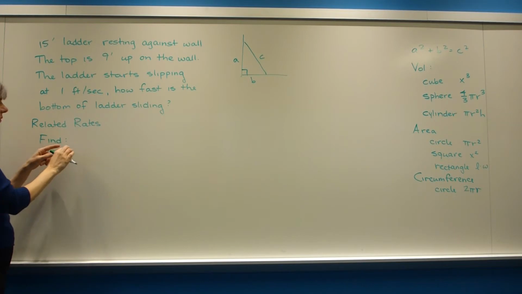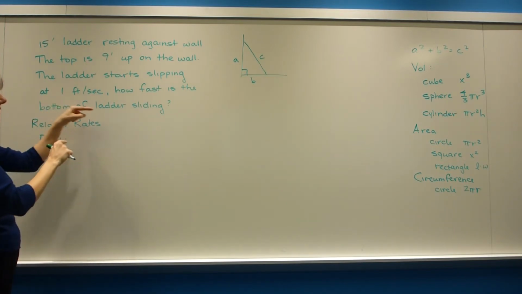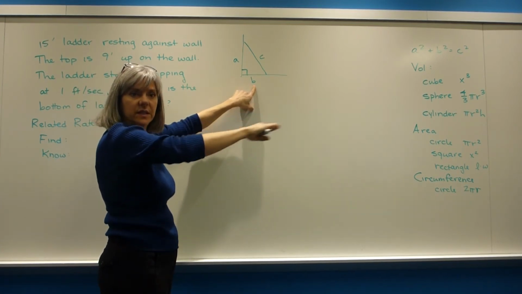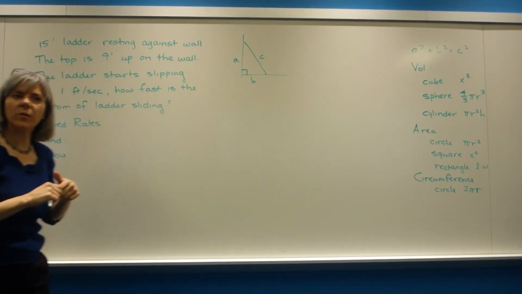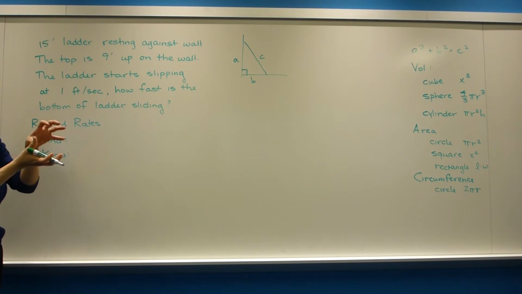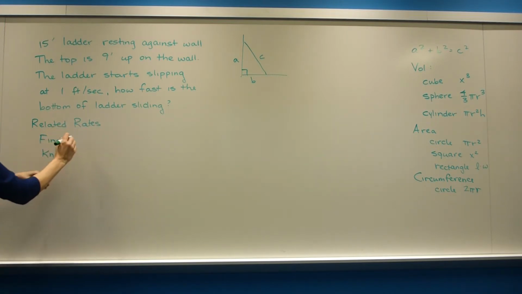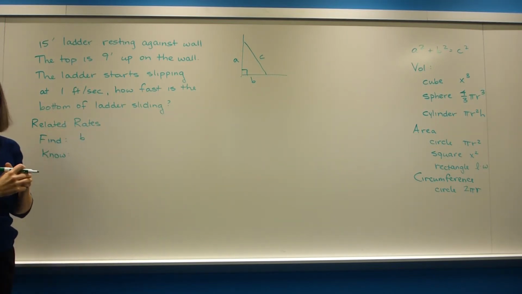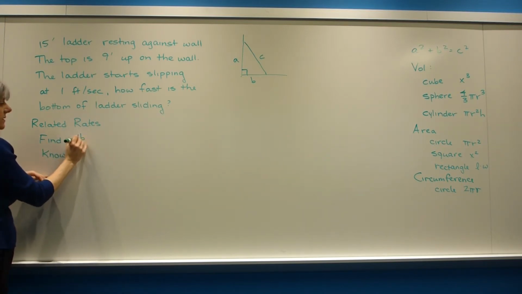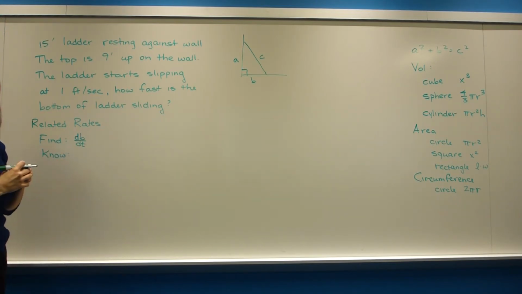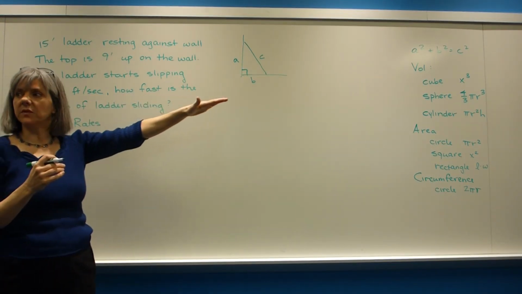What do we know? We know we're trying to find how fast the bottom of the ladder is moving. So B represents the distance out the bottom of the ladder is. So what would I write for how fast it's moving? What math language, how would I describe that? It's not just B, right? B is the distance. I'm not trying to find B. I'm trying to find how fast it's sliding. So it's going to be, yeah, dB/dt. So that's what I'm trying to find. How fast is that bottom moving?